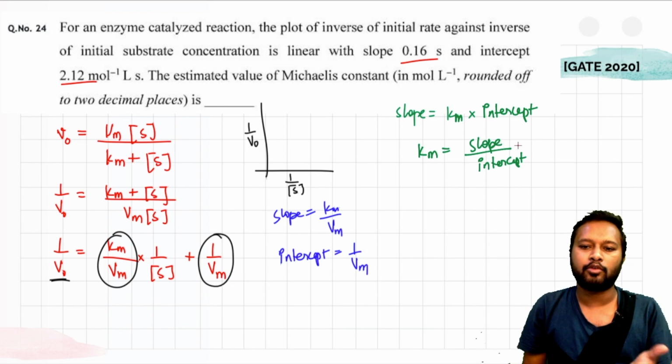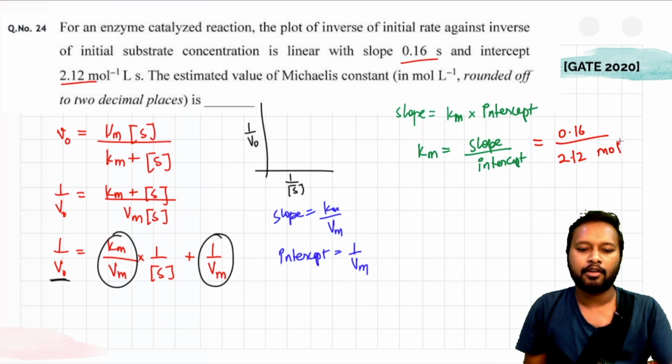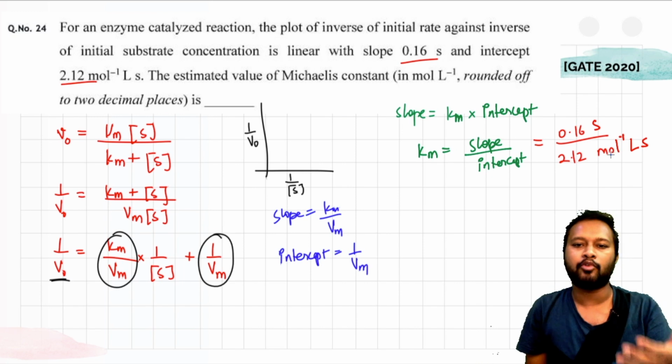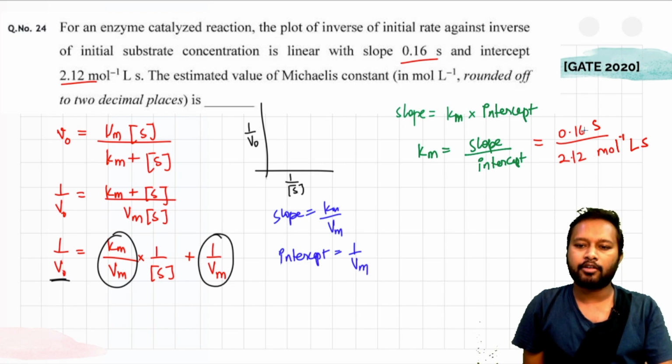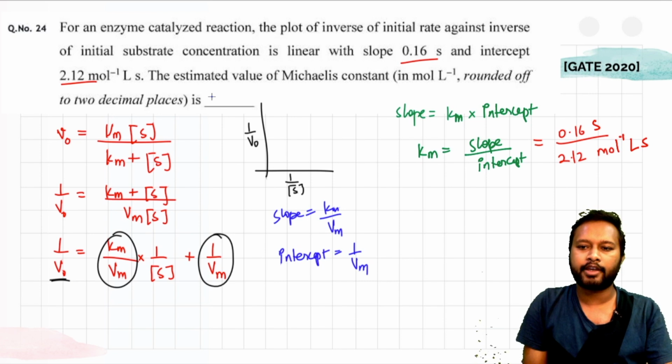Just put the values of slope and intercept. So the value of slope is 0.16 second, and in the denominator you have 2.12, with units mole inverse liter second, and here you have second. Second and second will get cancelled out. You just have to divide this, so the answer will come in moles per liter. So on solving this, the value which you are going to get for your Michaelis-Menten constant will be 0.75. So this is going to be the answer, moles per liter.